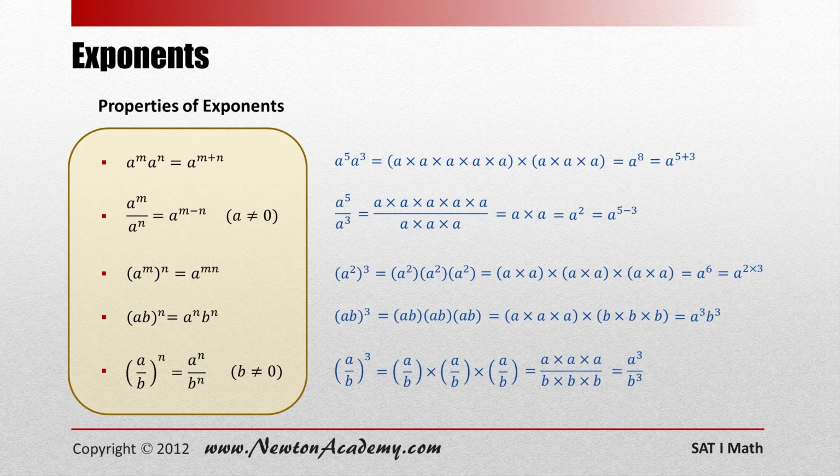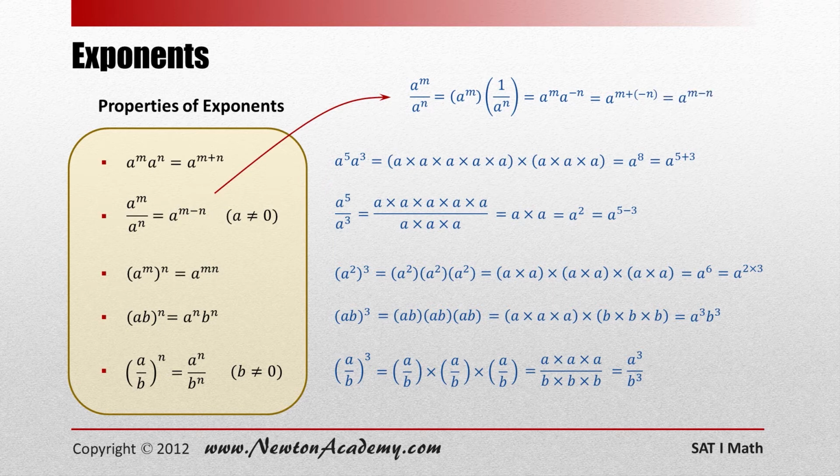Before we move to the next page, I'd like to mention something on the second property here. A to the m over a to the n can be rewritten as a to the m times 1 over a to the n. Now, if you define this 1 over a to the n as a to the negative n, we can just use the first property of exponent to simplify like this. And we have a to the m minus n power. So we have another identity to remember here: 1 over a to the n power is equal to a to the negative n power.